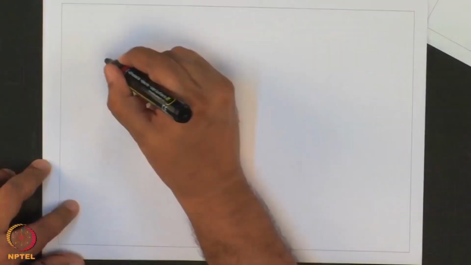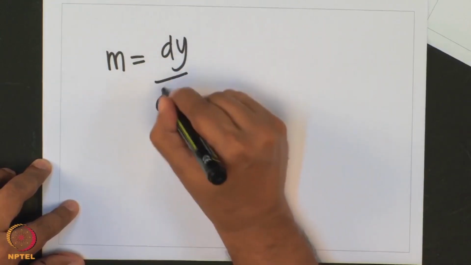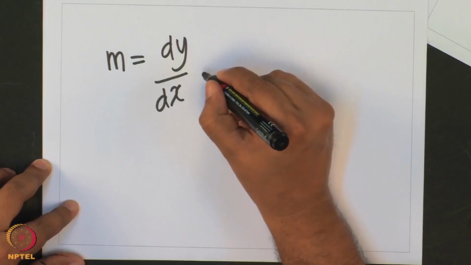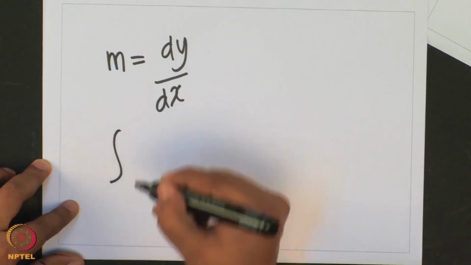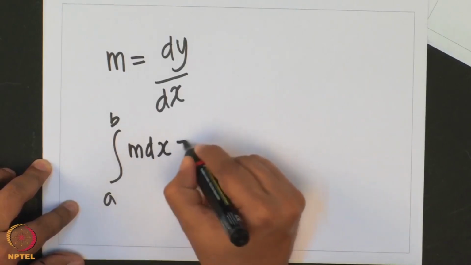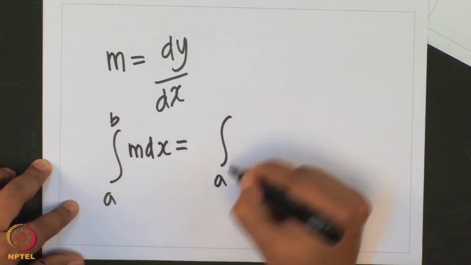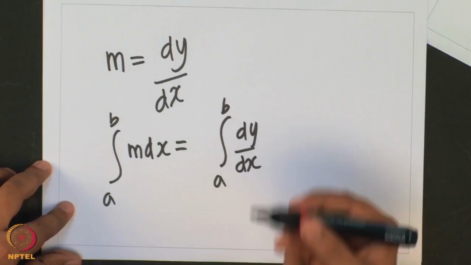Now to understand this, let us do one more generalized thing. If I have in general this function df by dx, we typically will have m, which is dy by dx or df by dx, and we want to calculate integral between some 2 points a to b of m dx, which is nothing but integral a to b dy by dx dx. We know that integral of dy by dx is y.